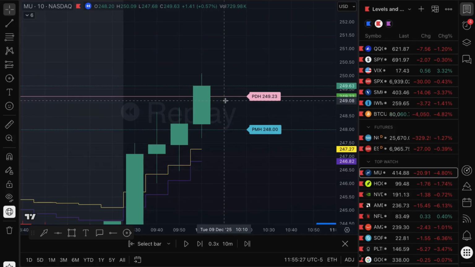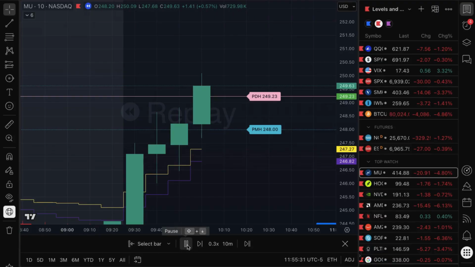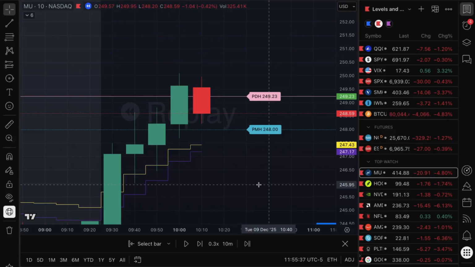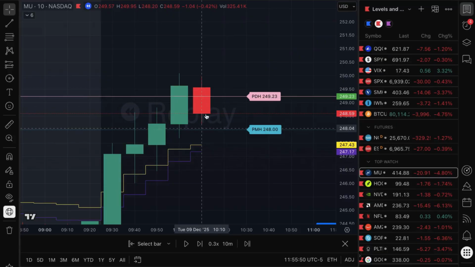So if we let this play out a little longer, it actually does not close above that level. This is where you have to stay patient. You've got to wait for these candles to close, wait for the bulls to step in, and then you can enter. But here we close below.